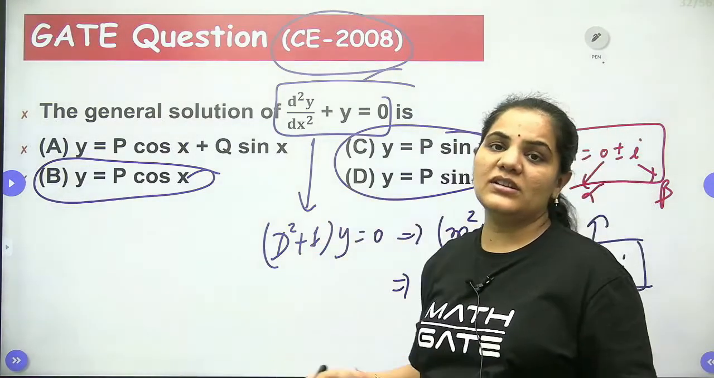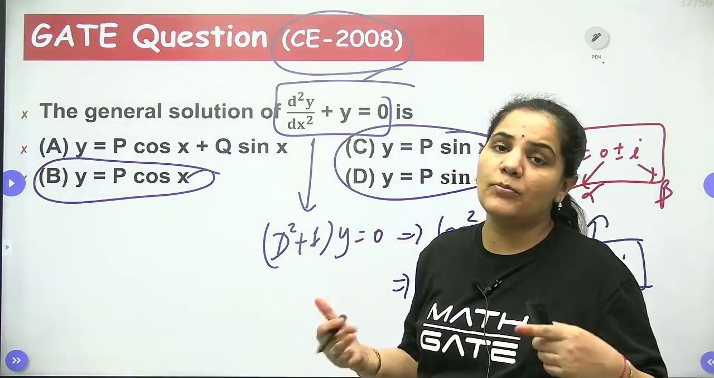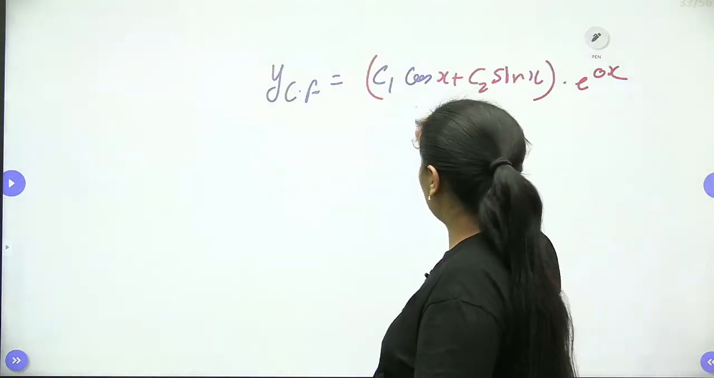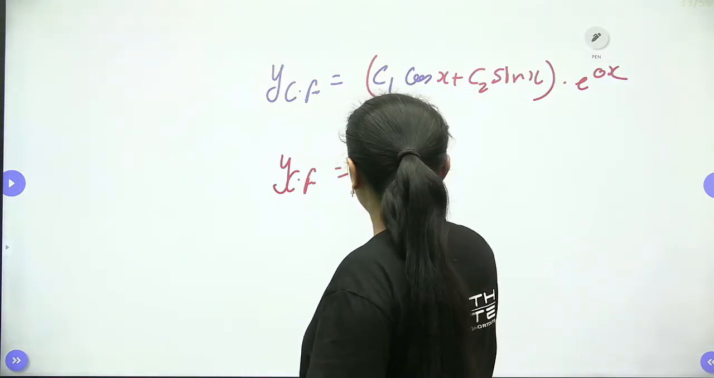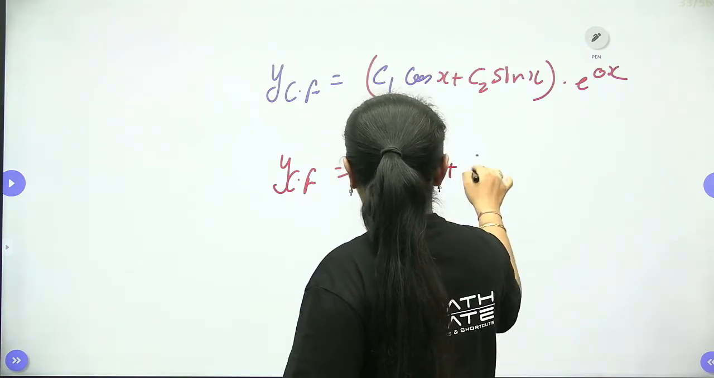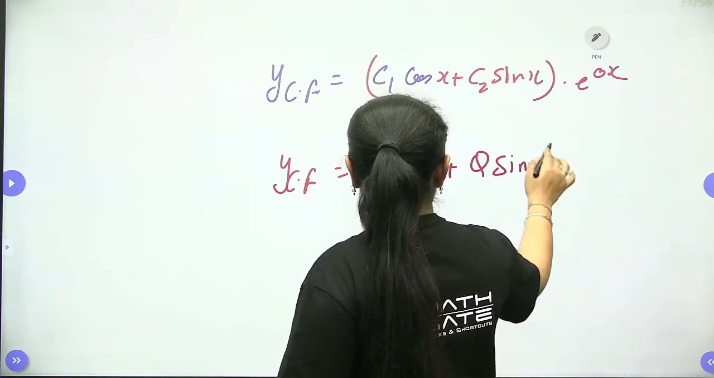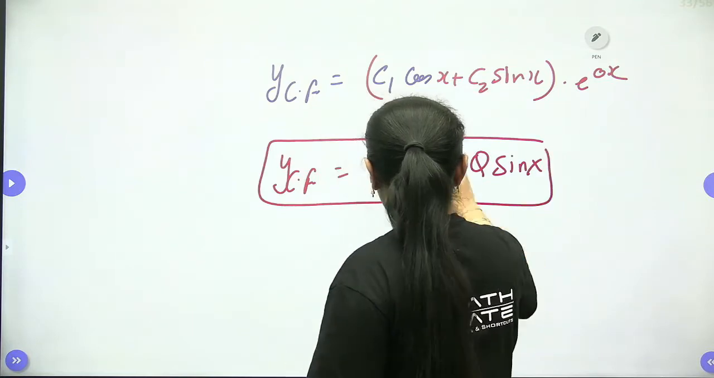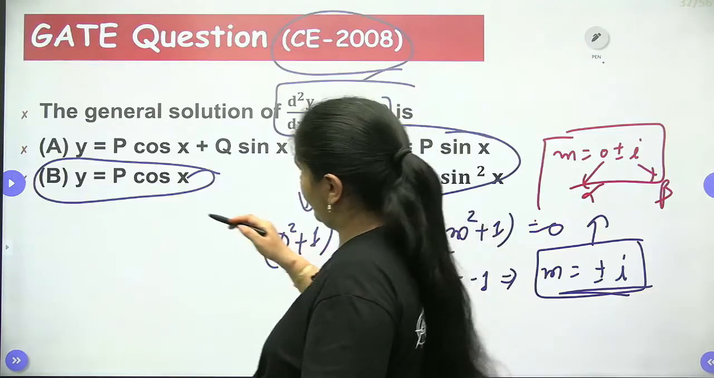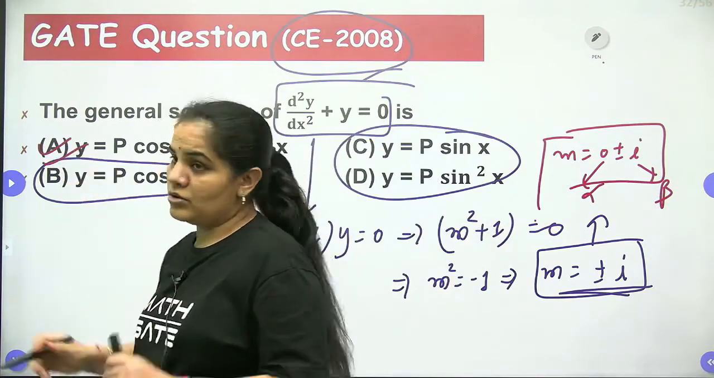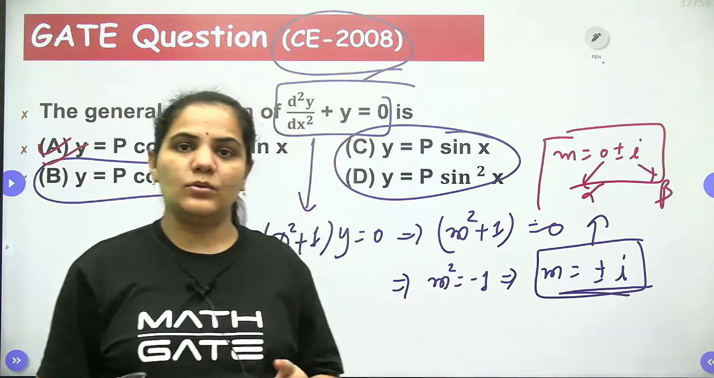But in the given question the constants are written in the form of p and q, so hence we can write it in the form of p and q also. So YCF will be p cos x plus q sin x. So this will be your final answer, dear students, which you can see in option number A. Is it clear? As I already told you, we can directly approach the answer.